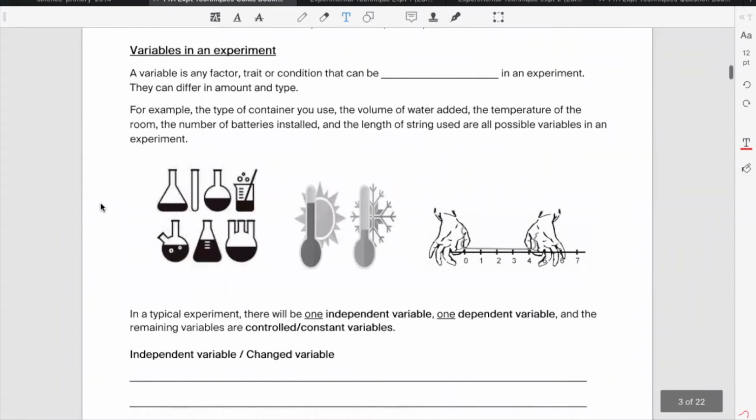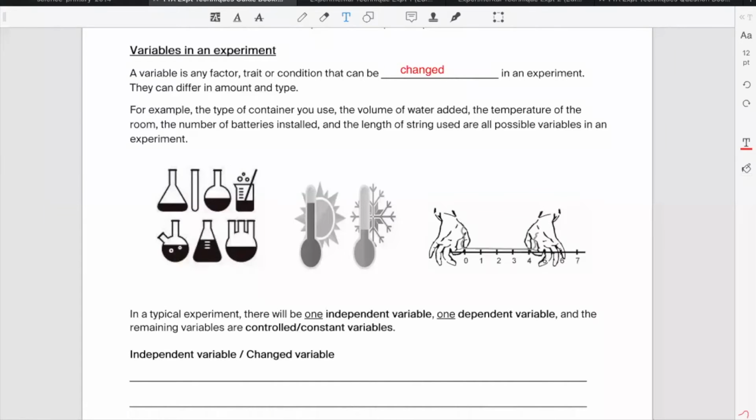Now, before I start, I need to give you a rough idea, an introduction. In all science questions, there will always be what we call variables. So variables, what did they say here? A variable is any factor, trait, or condition that can be changed in the experiment.